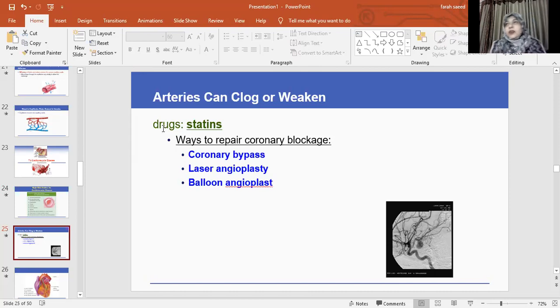Angioplasty or balloon angioplasty is a process in which they insert a balloon or a mesh, a stent, and with the help of this they try to increase the diameter of a coronary artery. In this way, sometimes they can clean the coronary arteries so that the blood vessel works properly.